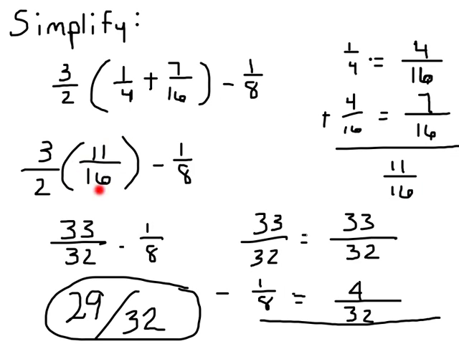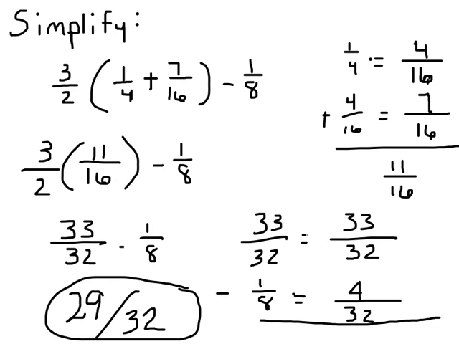Now we can put that back in the parentheses, and we need to multiply this times 3/2 because that's our order of operations, remember. Multiplication and division come before any addition or subtraction, except if it is in a symbol of inclusion like parentheses. Alright, so 3 times 11 is 33, 2 times 16 is 32. Now we have 33/32 minus 1/8. So let's come over here and do that math.